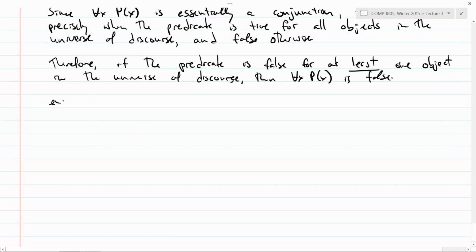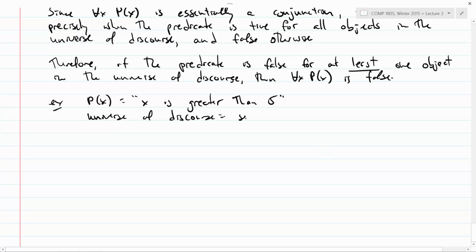All right, so let's do a couple quick examples. So if P(x) means x is greater than 5, and the universe of discourse is the set of integers, what is the truth value of for all x, P(x)? False. So why is it false?